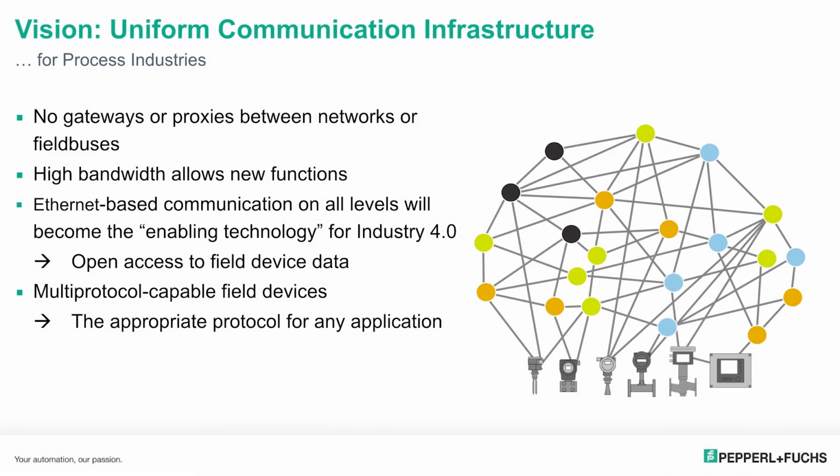All this translates into our vision for a uniform communication infrastructure in process industries. No gateways, no proxies between different networks, between different field buses, means a flat communication architecture, high bandwidth, much higher than today, to allow new functionality in devices. Our clear vision is that IP-based, Ethernet-based communication on all levels will become the enabling technology and state-of-the-art for Industry 4.0.